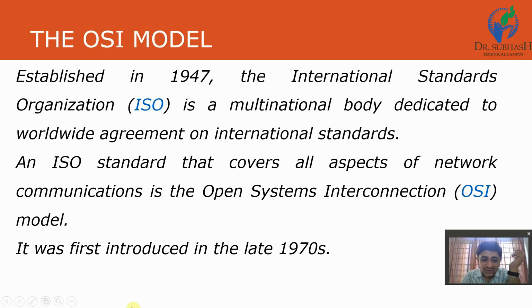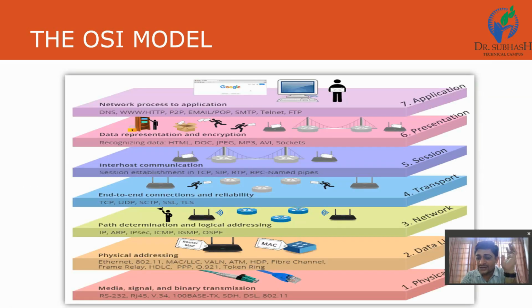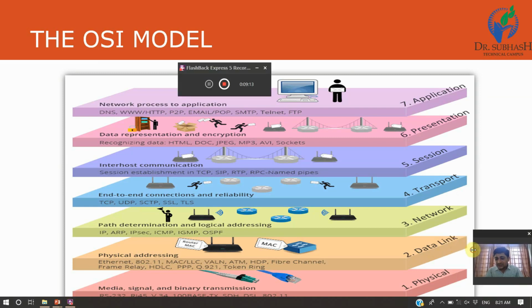ISO was first introduced in the 1970s. After almost 23 years of ISO, OSI came into existence. Okay, is it clear? Now we move towards the OSI layers, and these layers work like this.